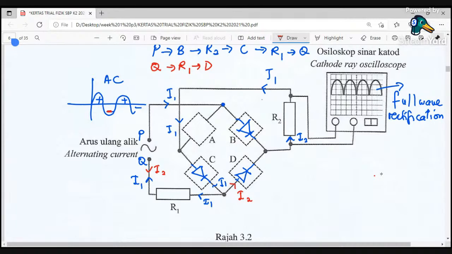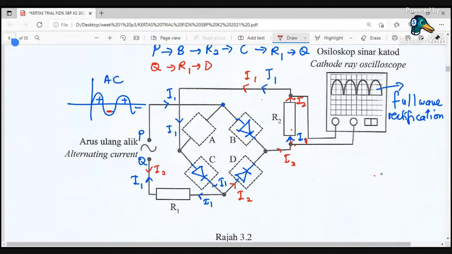Cannot go to B because of reverse bias. So go here, I2. This is I1. The blue color just now is I1. So I2 also will flow to R2, in the same direction as I1. And then go here, I1.